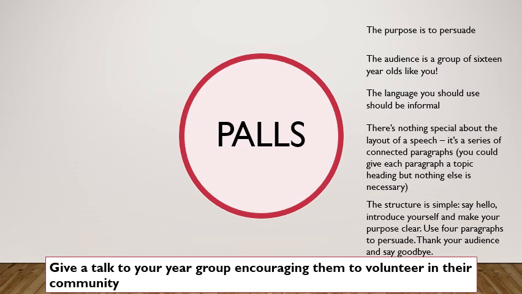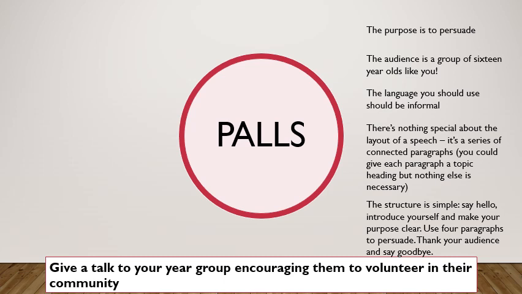The first thing to do is to read the task carefully. I've written one at the bottom, a kind of typical task. Give a talk to your year group, encouraging them to volunteer in their community. So what we've got to do is work out various things that will help us give the examiner exactly what they're expecting. On the right hand side, the purpose is to persuade. We've got the word encourage, so we'd also think of that as persuasion. We know our audience, it's a group of 16-year-olds just like you. Therefore, because we're persuading and talking to people our own age, we're going to be writing using informal language. So that's the purpose, the audience, and the language used.